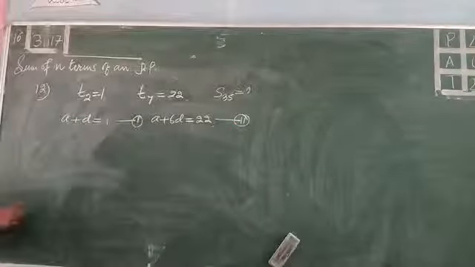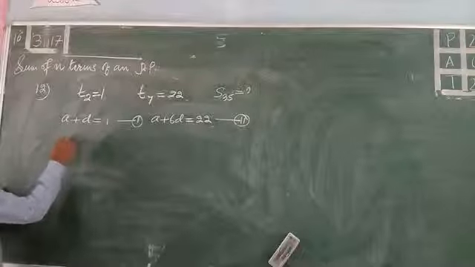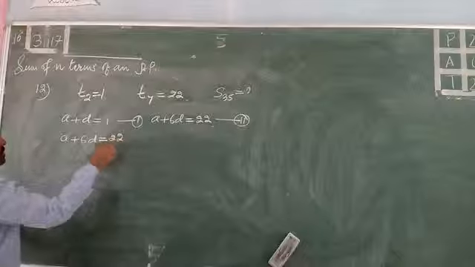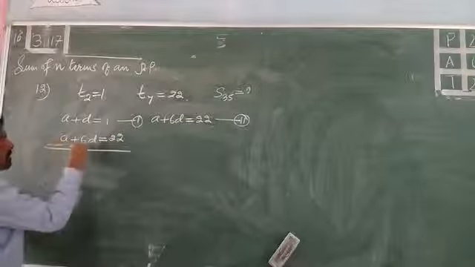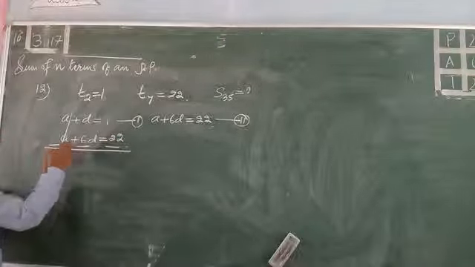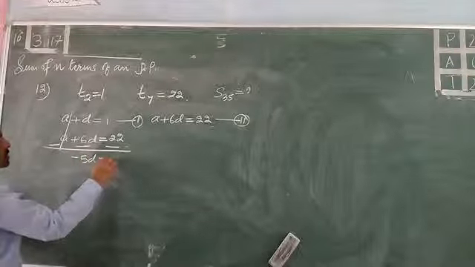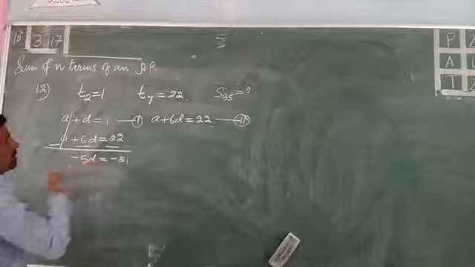We can subtract one equation from another and have the value of d. This is a plus 6d is equal to 22. We can simplify, change all the signs. This will cancel. This becomes minus 5d, which is equal to minus 21.